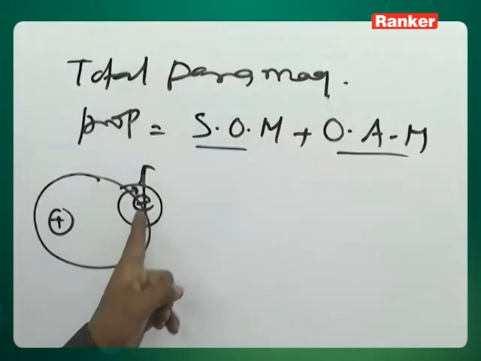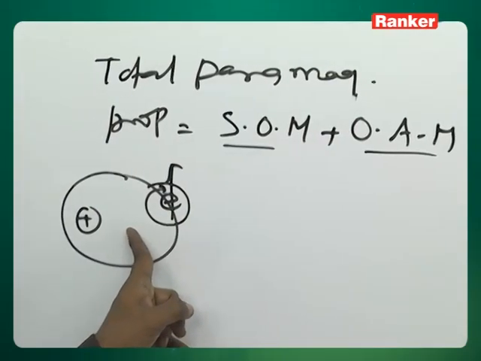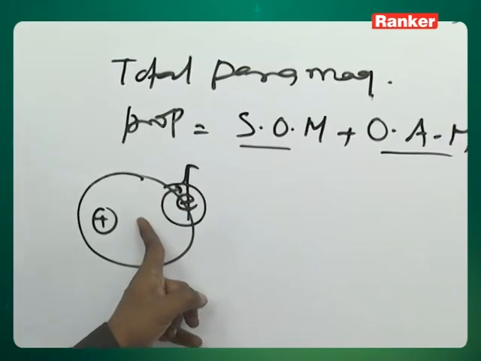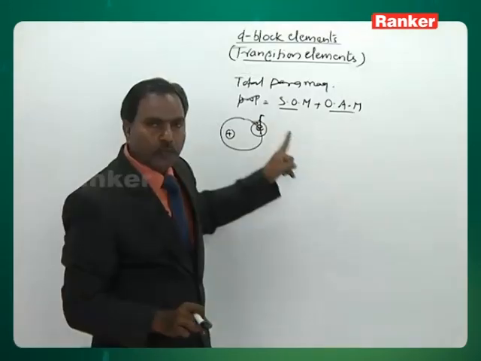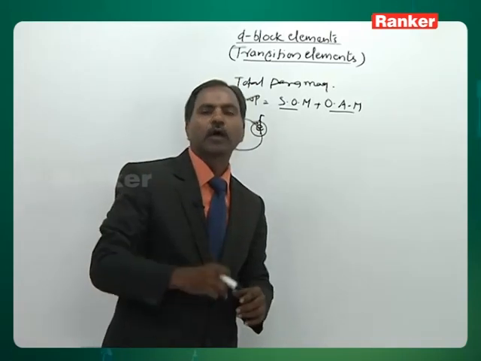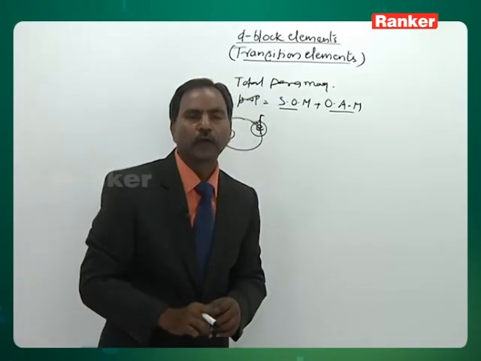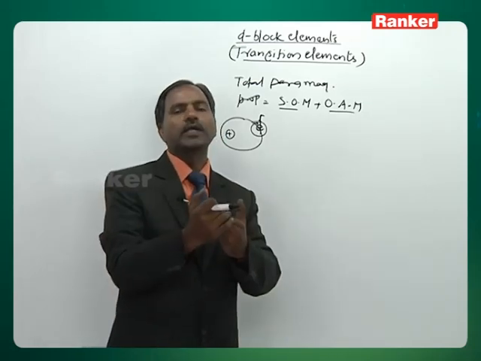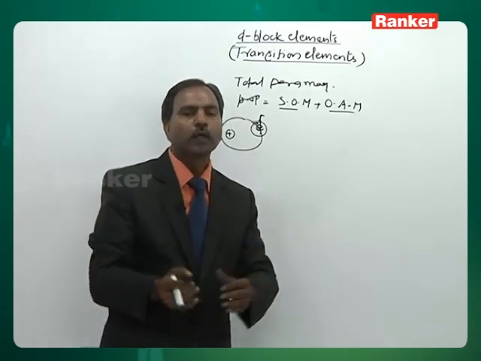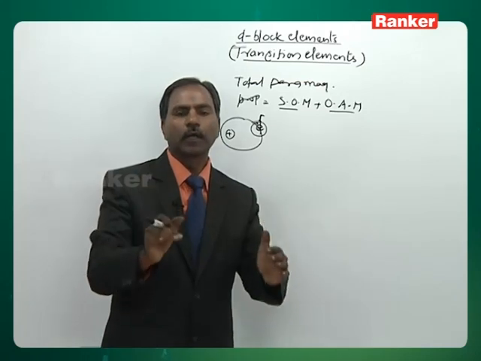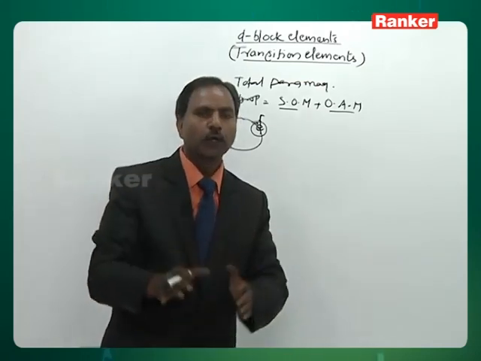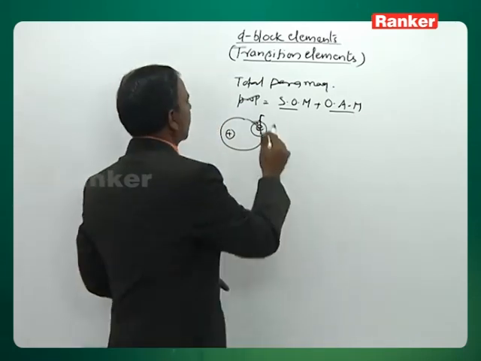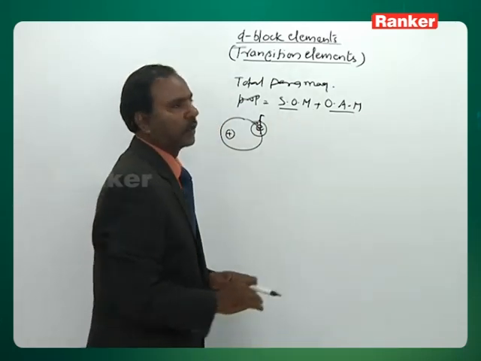One is spinning on its own axis, developing a magnetic moment, the spin angular moment. Next, revolving around the nucleus in a particular orbit, one more magnetic moment is developed. That is known as what? The orbital angular moment. These two moments together we call the total paramagnetic moment of that particular substance. Therefore, spin angular moment plus orbital angular moment.